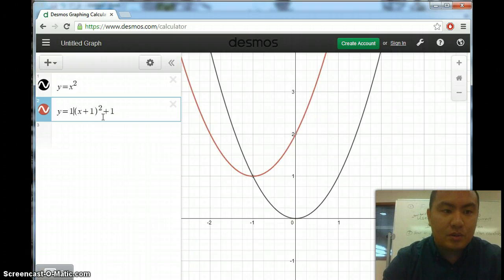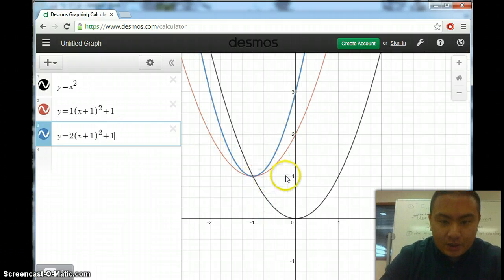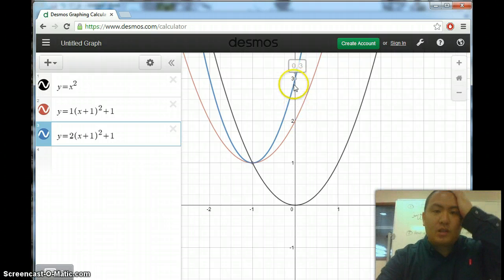Now let's try 2. If I do 2, it takes all the values. So instead of going over 1 and then up 1, it'd be over 1 and then up 2, because it'd be 2 times that number.